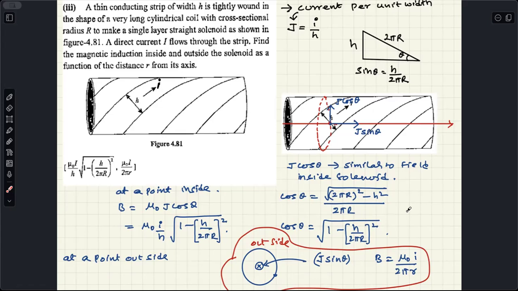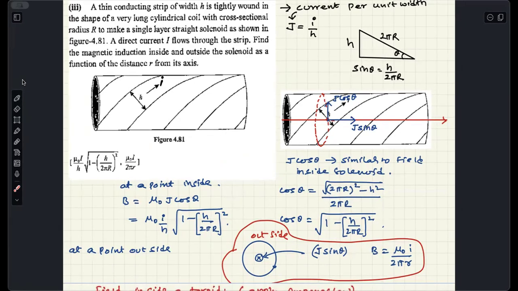A thin conducting strip of width h is tightly wound in the shape of a very long cylindrical coil with cross-sectional radius r, and a direct current I flows. Remember, it's not a wire, it's a strip.